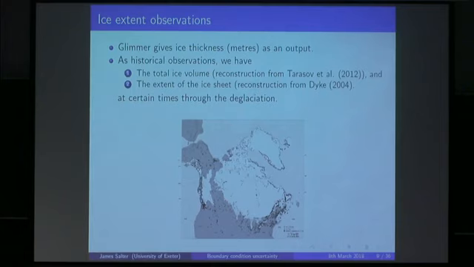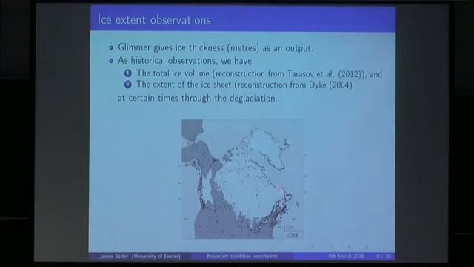So let's assume we have run an ice sheet model, we get some output. We do have some knowledge of what happens to the ice sheet through the deglaciation. Our ice sheet model gives ice thickness as an output, and we don't have direct observations of this. We do have a couple of proxies that we can look at. So we know, up to some uncertainty, what the total ice volume of this sheet was during the deglaciation, and we also have a reconstruction of the extent of the ice sheet.